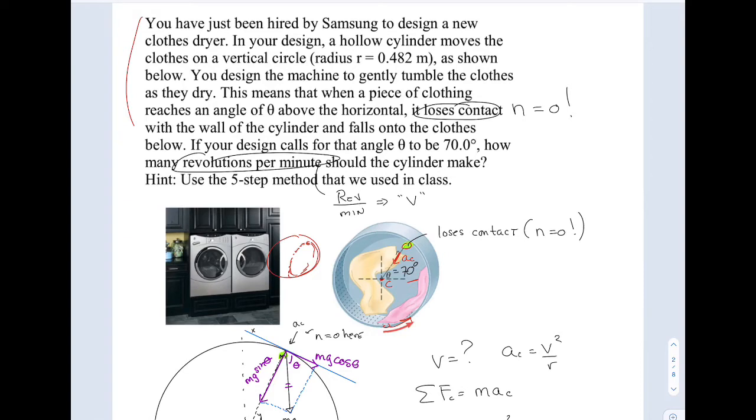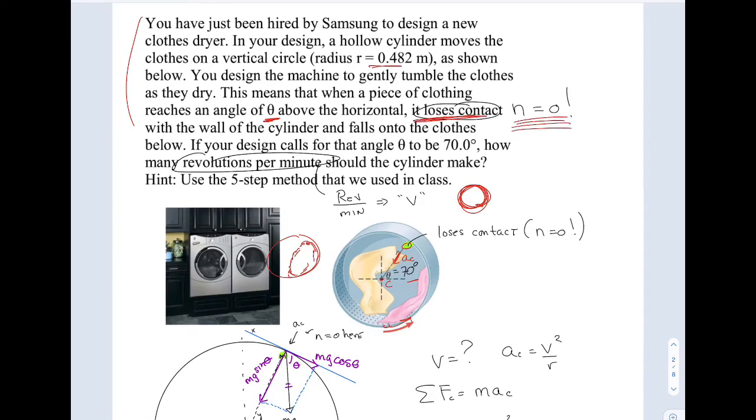So it's not a centrifuge. It doesn't stay on the edges. It wouldn't get dry and fluffy. It's got to fall back down. So they give the radius, and it says when it reaches a certain angle, theta is 70 degrees, that's how it's designed, it loses contact.